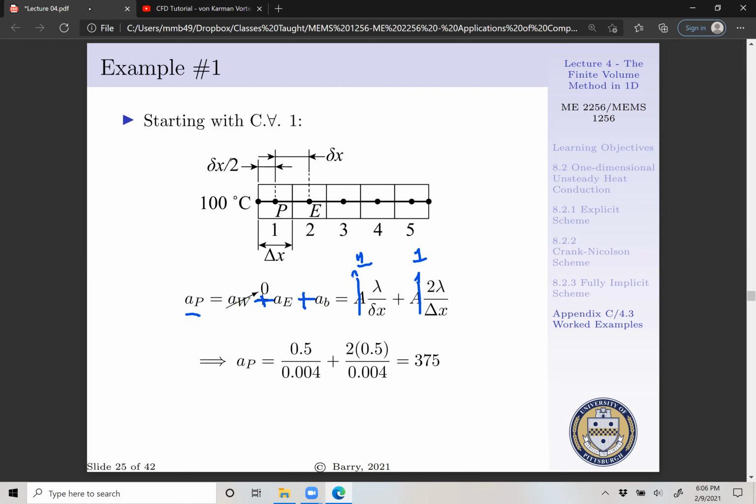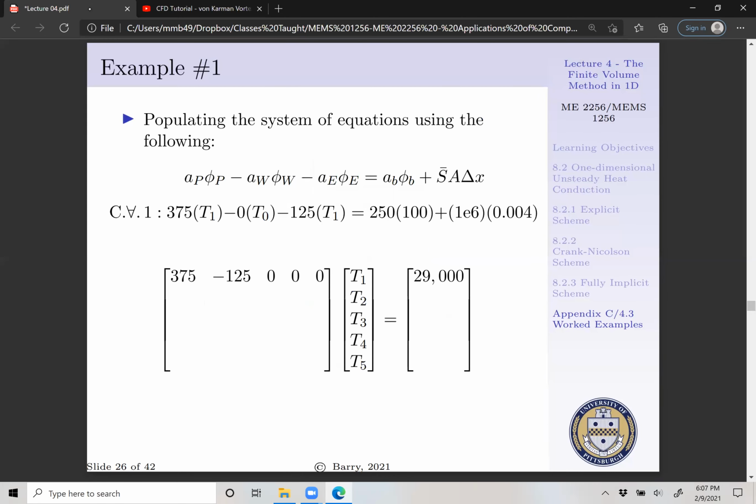Now, in this particular situation, we set A equal to unity. Lambda was 0.5, and delta x would be 0.02 divided by 5, or 0.004. And then a boundary, we'd have 2 times lambda, or 2 times 0.5 per delta x, 0.004. So AP is equal to 375. Okay, that's good. AP is also not negative. We don't care about that because that's not a transient problem, but we want that positive. So what we're going to do is populate really the first row in our coefficient matrix, as well as our right-hand side.